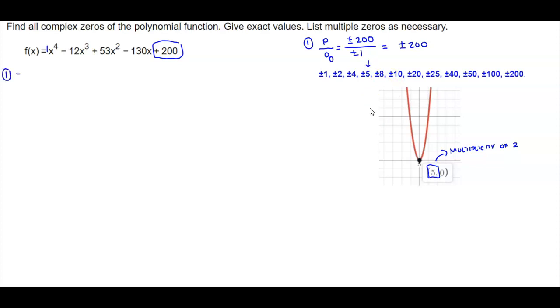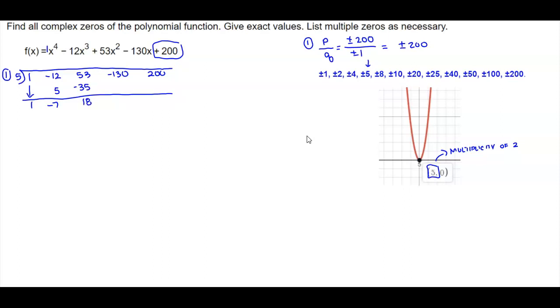So let's go ahead and prove that. We're going to write down 5 and then do synthetic division of our function. We have 1, negative 12, 53, negative 130, and then 200 as our coefficients. So we bring down the 1, 5 times 1 is 5. Negative 12 plus 5 is negative 7. 5 times negative 7 is negative 35, and so that's going to give us 18.